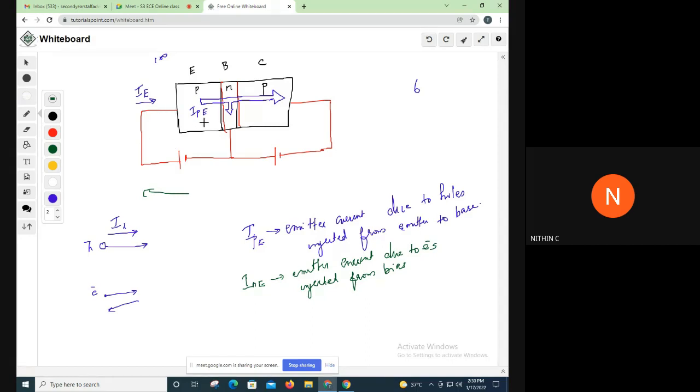So electron movement will be in the left direction, and the current due to that, which is represented as INE, will be in this direction. Okay, that current is represented as INE. That can be either due to the electrons coming from base to emitter, because here we have connected negative. We are having electrons over here. This negative terminal will repel the electrons to this side.